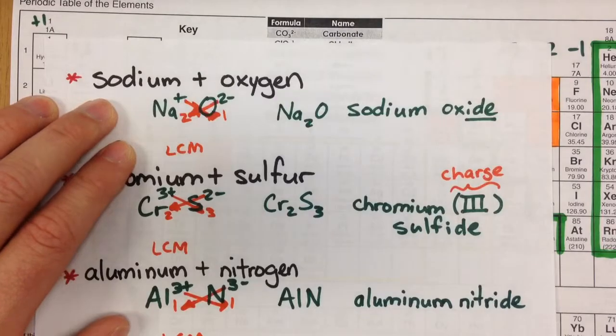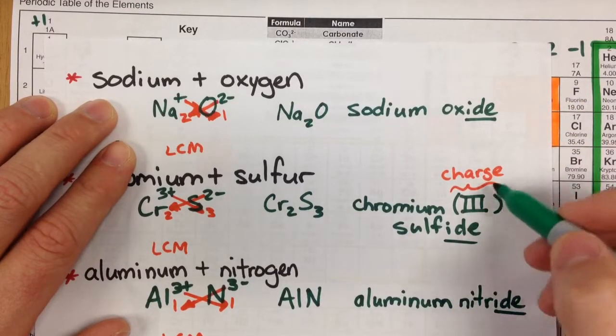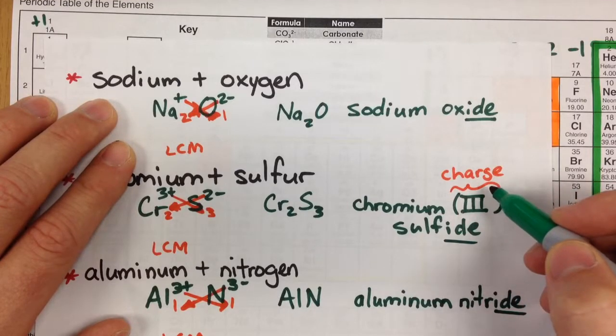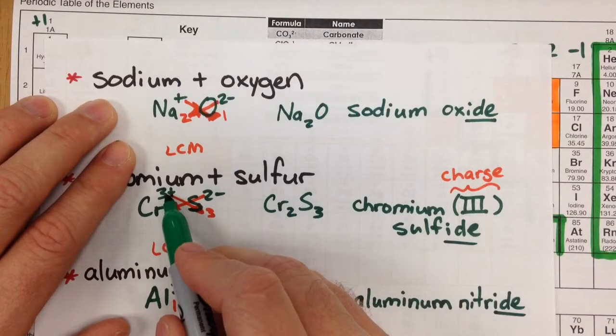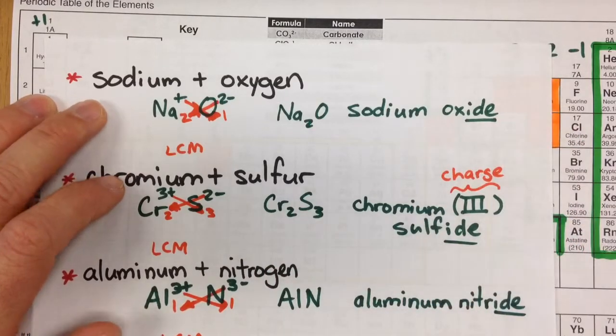All right, so as far as naming is concerned, recall we've got the suffix IDE on the end of each non-metal, and we have a Roman numeral indicating the charge, the +3 charge of our transition elements tin or lead.